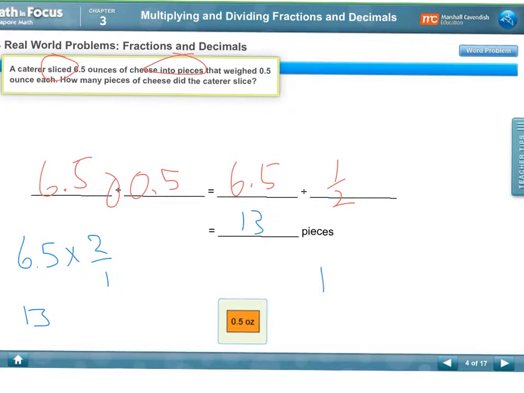Or we could have done our long division with 0.5, 6.5, and bumped over our decimal place so that we're really doing 5 going into 65, and we get 13 doing it that way also. So important thing here is we're taking a big chunk of something and we're dividing it into smaller pieces, so that's telling us division is the operation of choice here.